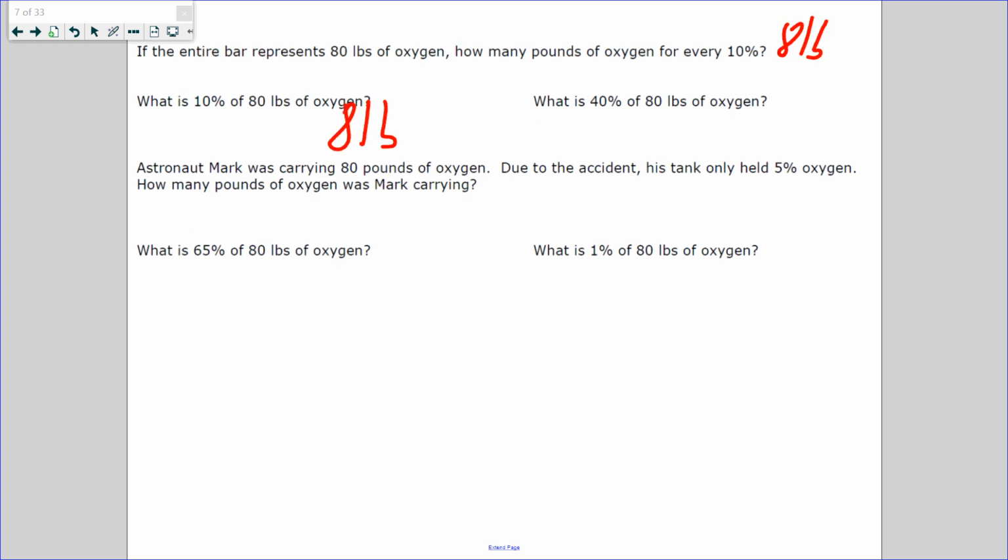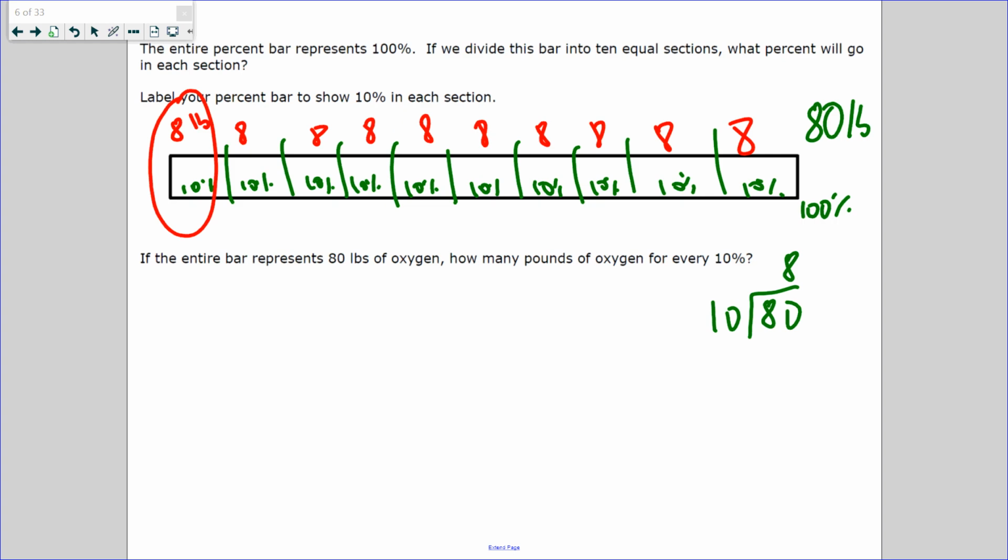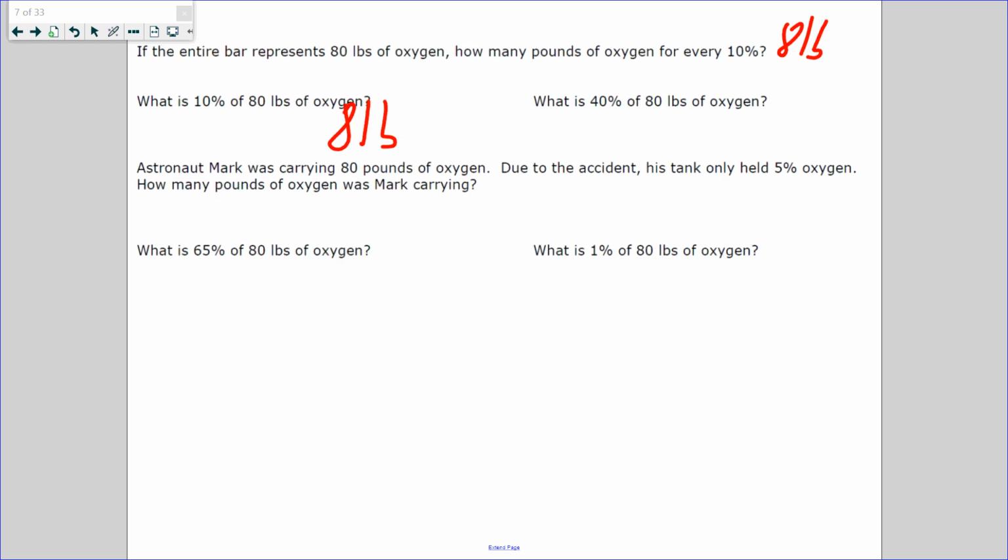What is 40% of 80 pounds? So 10% is 8 pounds, another 10%, 8 pounds, another 10%, 8 pounds, another 10%, 8 pounds. So 10, 10, 10, 10 is 40%. 8 plus 8 plus 8 plus 8 is 32 pounds.